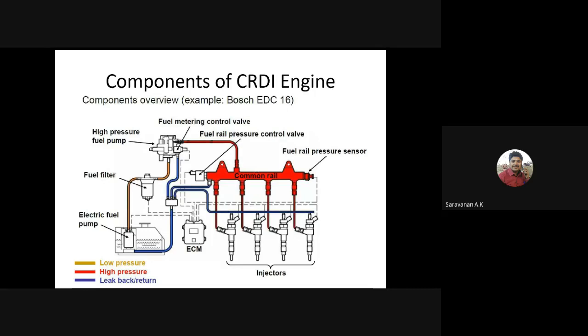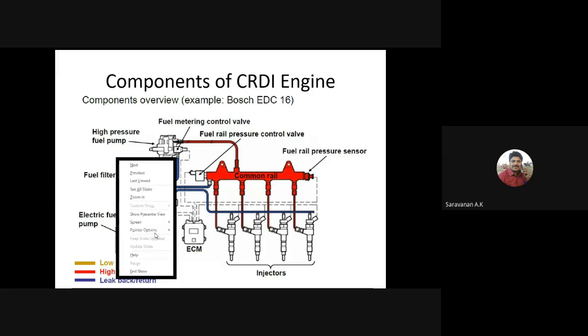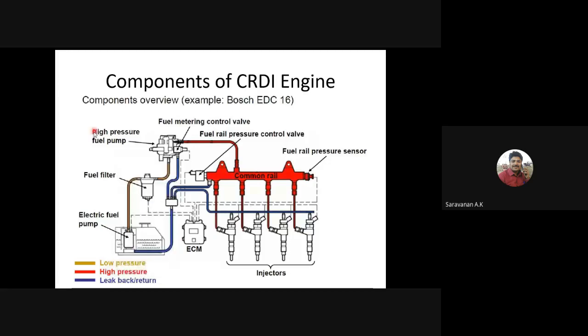So here I take an example of the Bosch EDC16 module. In this module, one of the main components is the high pressure pump. The high pressure fuel pump is a very important component for CRDI engines. It is located between the low pressure and the high pressure pipes. Here you can see the blue and the other color.